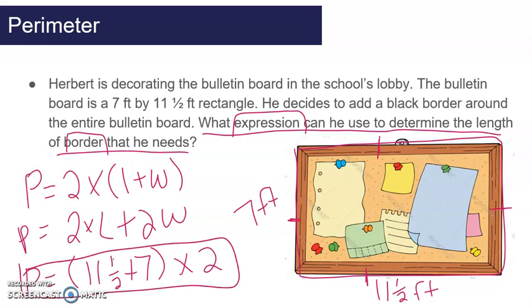Okay, another expression, you could take your 2 and put that in the front. So you could actually take 2 times (11.5 plus 7). So this could also be a formula or an expression for solving for the perimeter or the border that Hilbert needs. So let's go ahead and look at our next question for today.